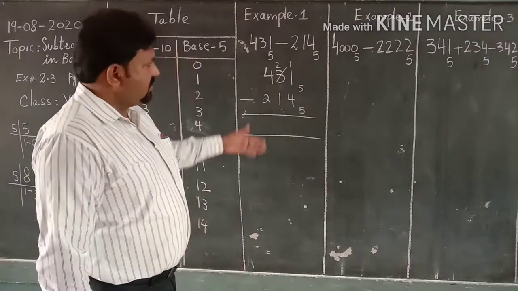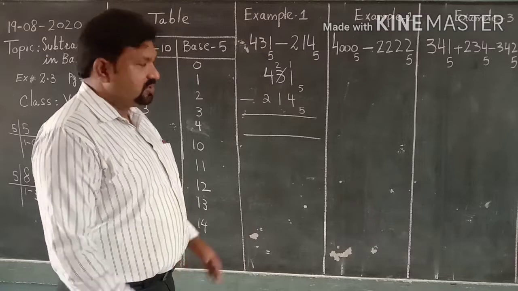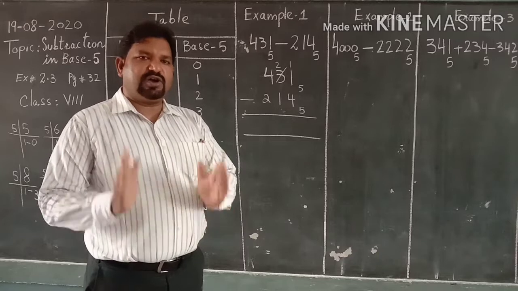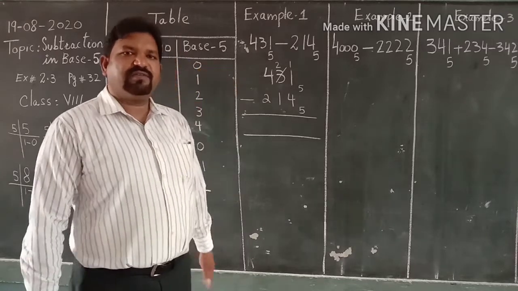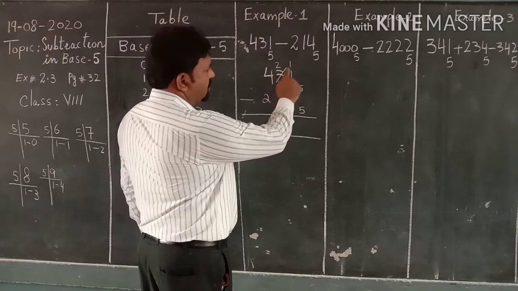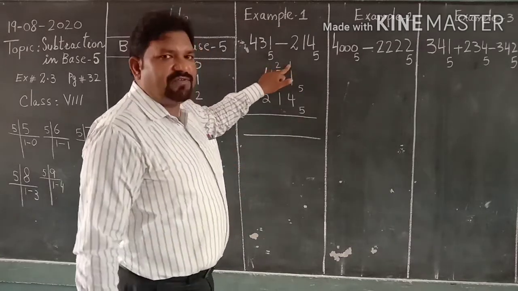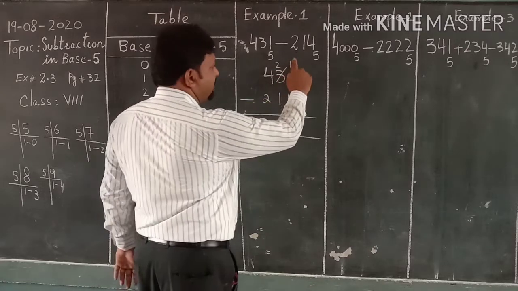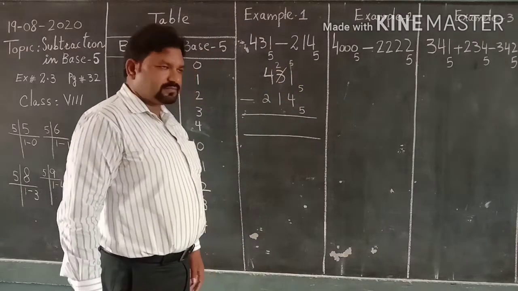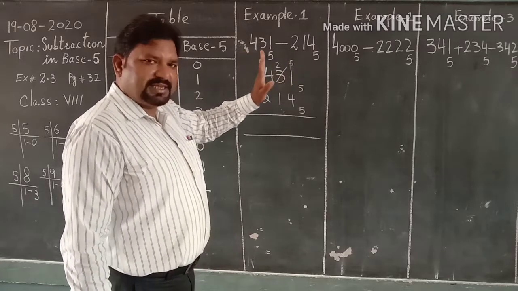But which number system are we using here? We are using the base 5 number system. So in the base 5 number system we will take a carry of 5. When we take a carry from 3 and write 1 here, this is not 1. Actually this is 5. 1 means 5. So we will write 5 here. 5 and 1 make 6.